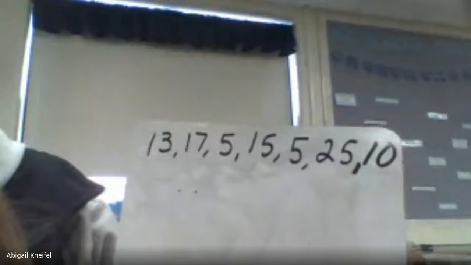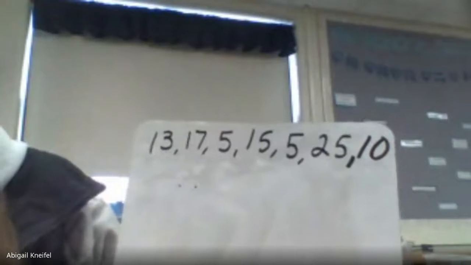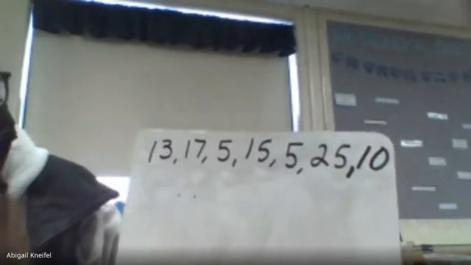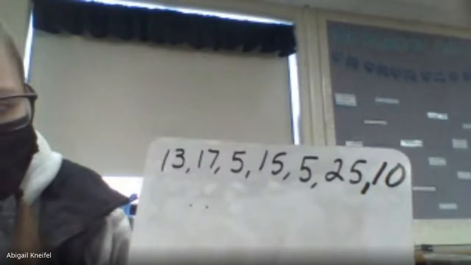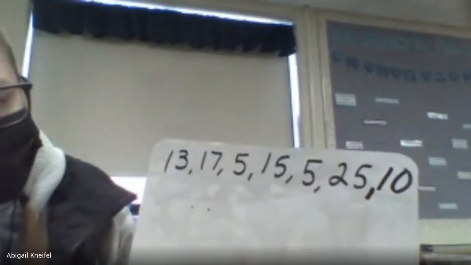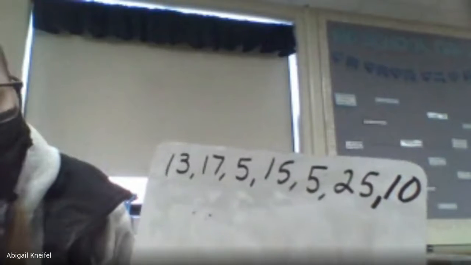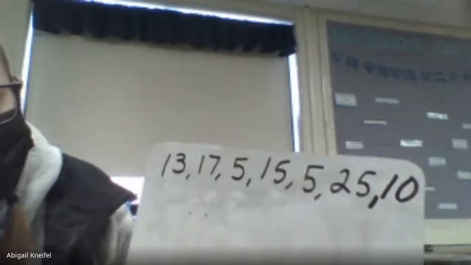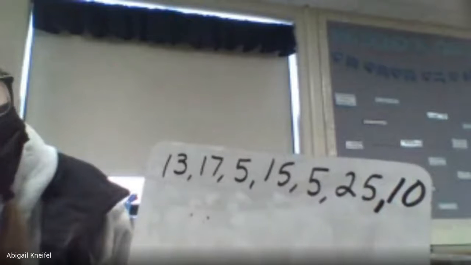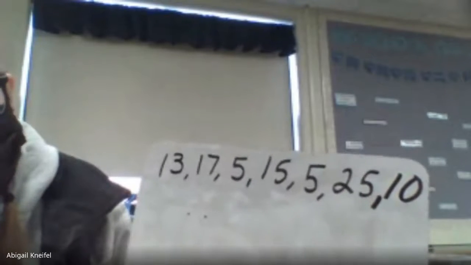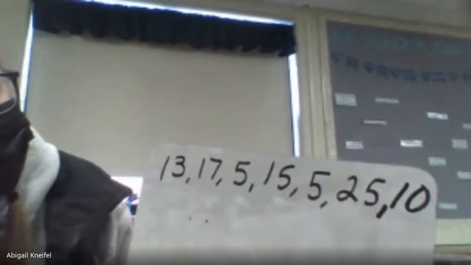Mean, median, mode, and range. We have 13, 17, 5, 15, 5, 25, 10. I will type them in the chat for you. 13, 17, 5, 15, 5, 25, 10.